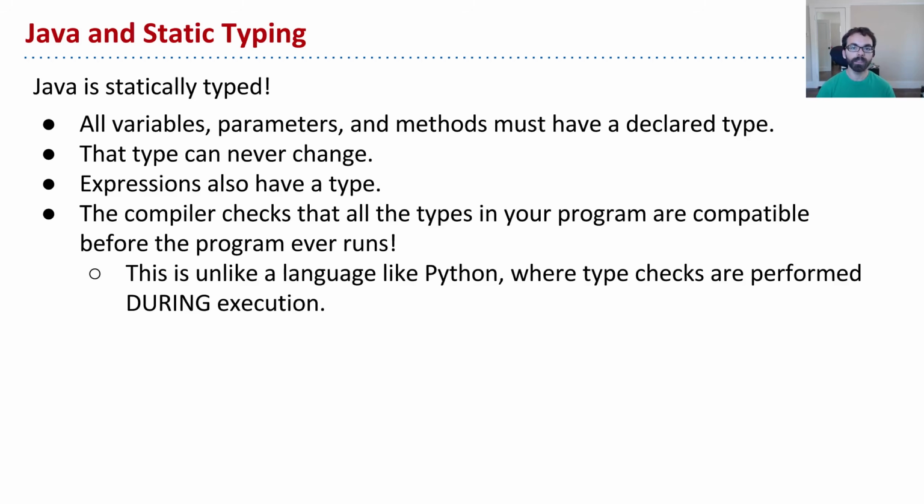Now, the most important thing about the static typing system is that whenever you try to run, or to compile your programs, the compiler checks and makes sure that all the types are in agreement. That ensures that you avoid certain types of errors, specifically type errors. That's unlike a language like Python, where the type checks are performed during execution.